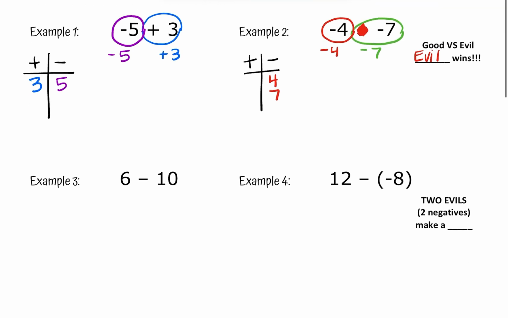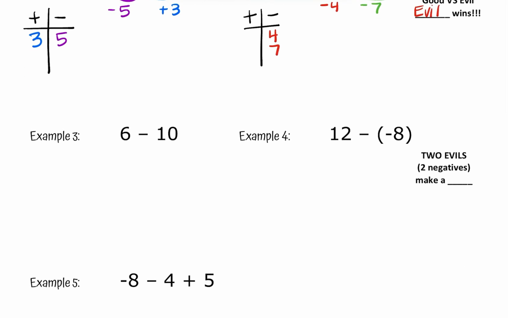All right, let's look at example number 3. So example number 3 says 6 minus 10. Now, this doesn't particularly look like an integer problem, but I know it is because if I had $6, I cannot spend $10. So I know that I'm going to end up with a negative because the 10 is more than the 6. Okay? So I know this is an integer problem, so I'm going to use my integer strategy.